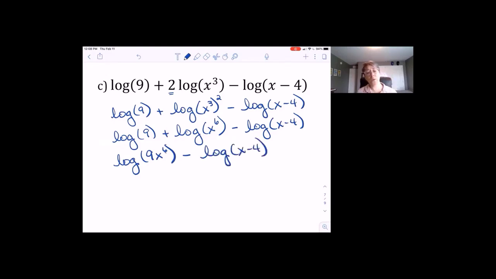So now we have two logarithms that are being subtracted. Logarithms represent exponents. When are exponents subtracted? When we divide. So we can rewrite this as the logarithm of (9x to the 6th divided by x - 4). And again, put parentheses around your argument so we know that that entire thing is our argument of the logarithm.